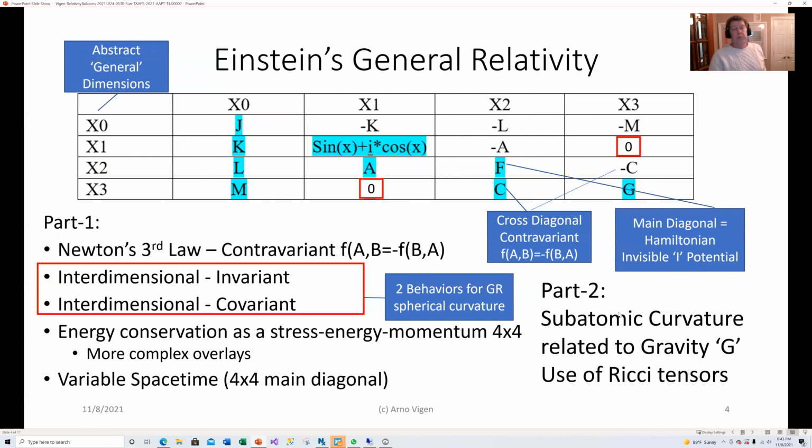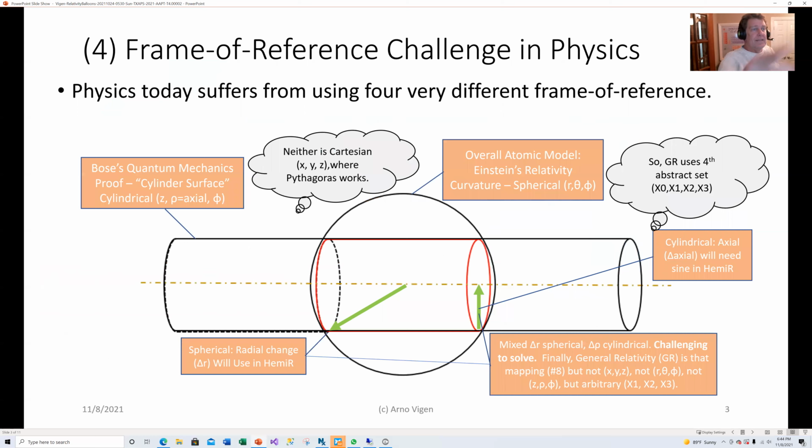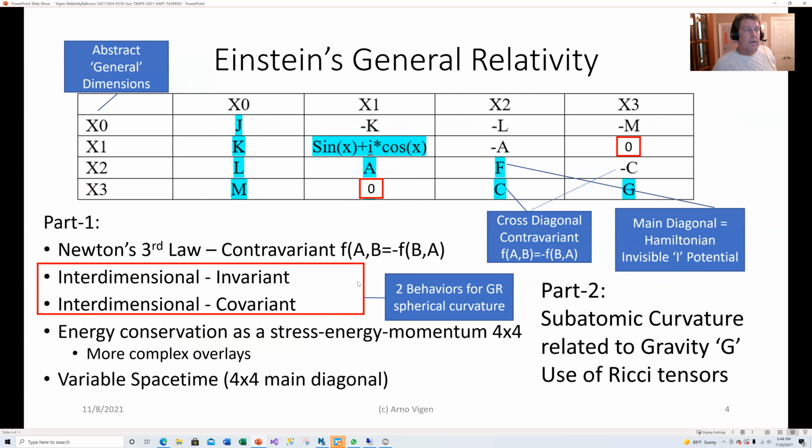Now, in Einstein's general relativity, there's a second part, which is that when they do this calculation for these tiny spaces inside an atom, you actually go back to Newton's other thing, which is the gravity constant G. And they use Ricci tensors to actually use that remote planet and star constant to also calculate the curvature, this spherical system here. All right.